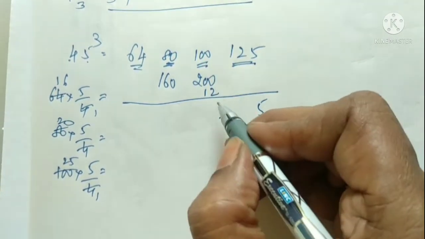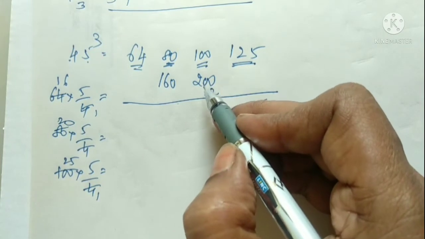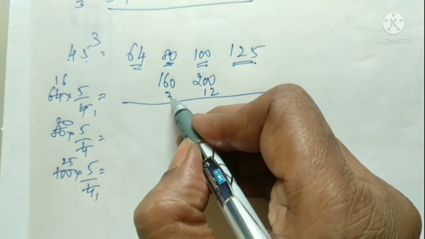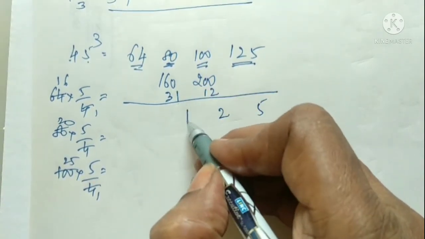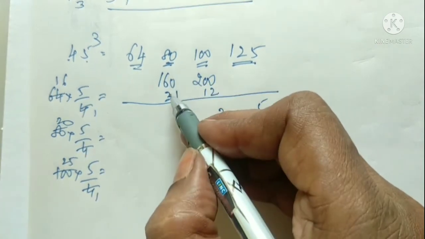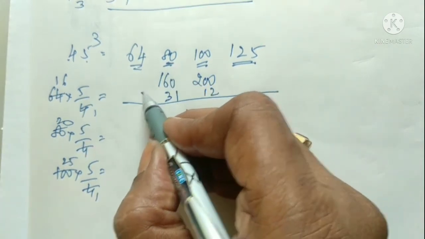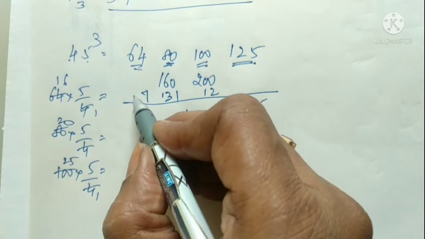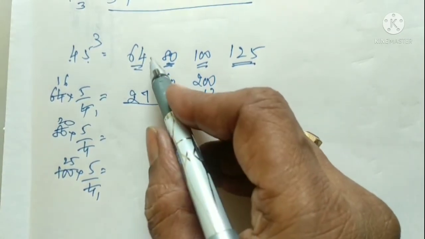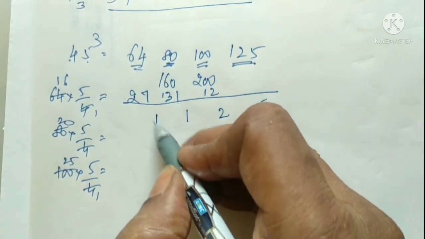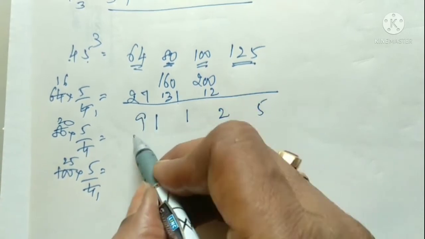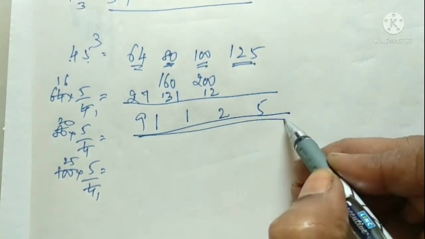Now 2, 10 plus 30, 30 plus 1, 31 add here. Now 1, 3 plus 6, 9 plus 8, 17. Now 2, 27 add here. Now we have to add here. 7 plus 4 is 11. Now it is 9. 91125 is the answer.